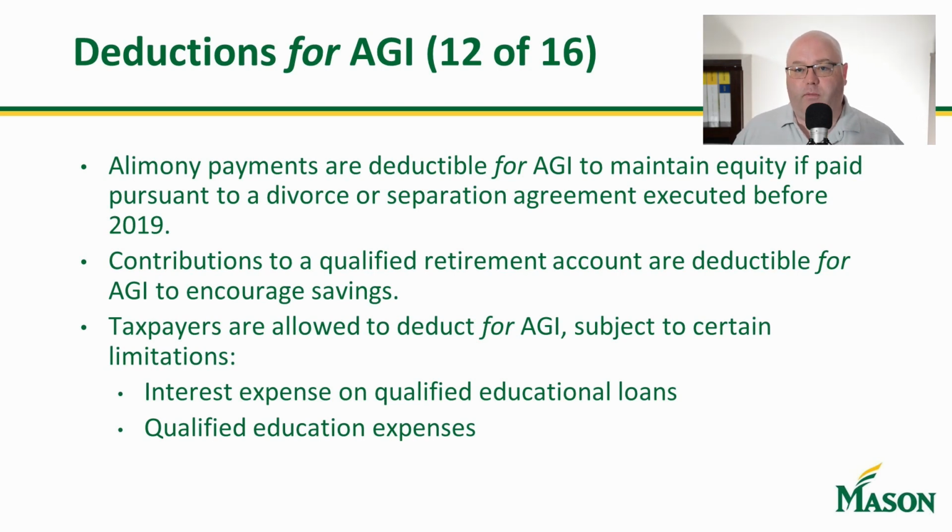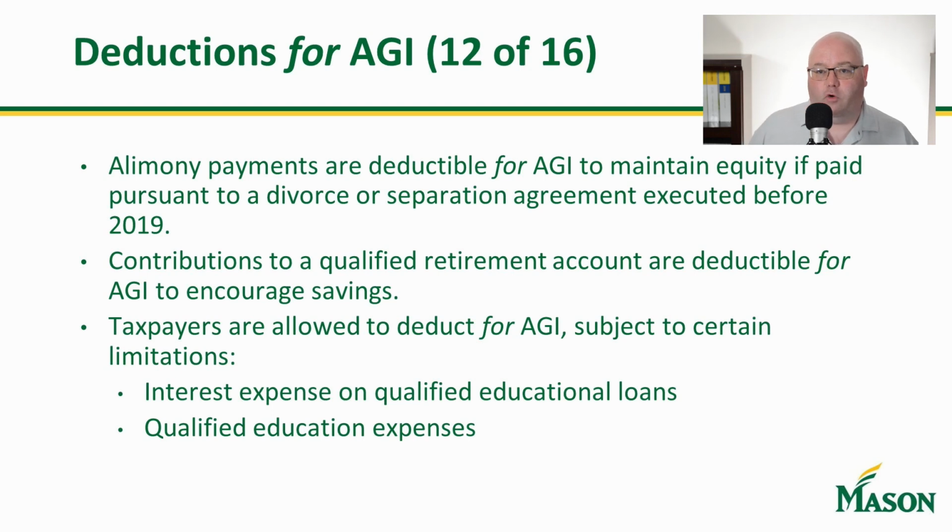Contributions to a retirement account are deductible for AGI to encourage savings. Now, we don't talk about retirement accounts too much in this class, but there's a wide variety of them: SEP IRAs, SIMPLE IRAs, SIMPLE 401(k)s. There's a lot of things that business owners get to take on that. It's not deductible for social taxes, but it is deductible for income taxes. And so that's why they take it on the front page of the return.